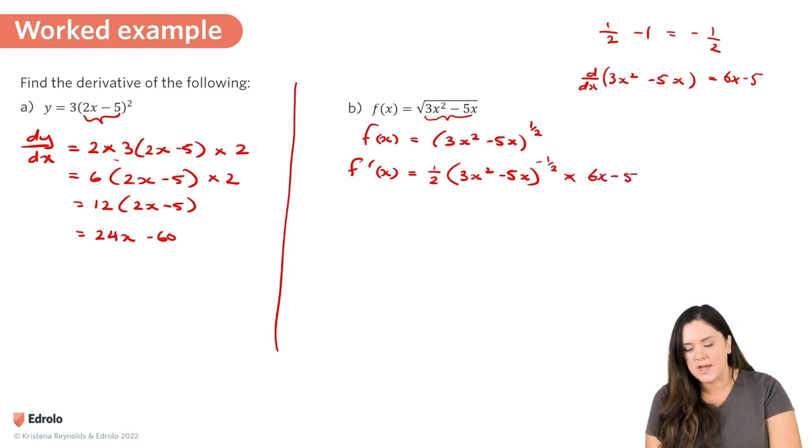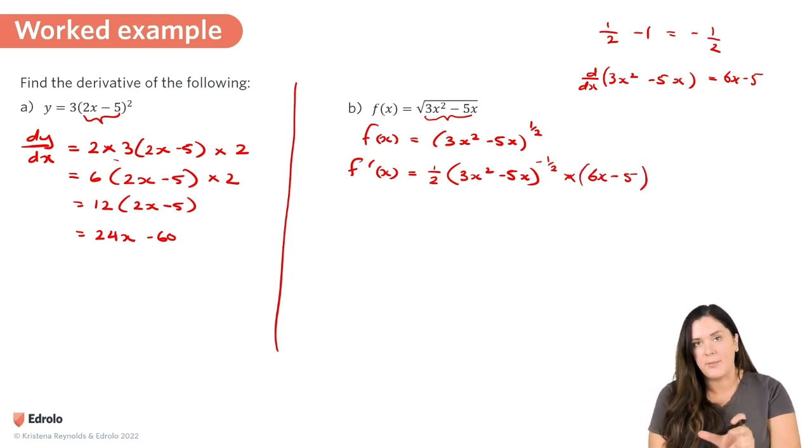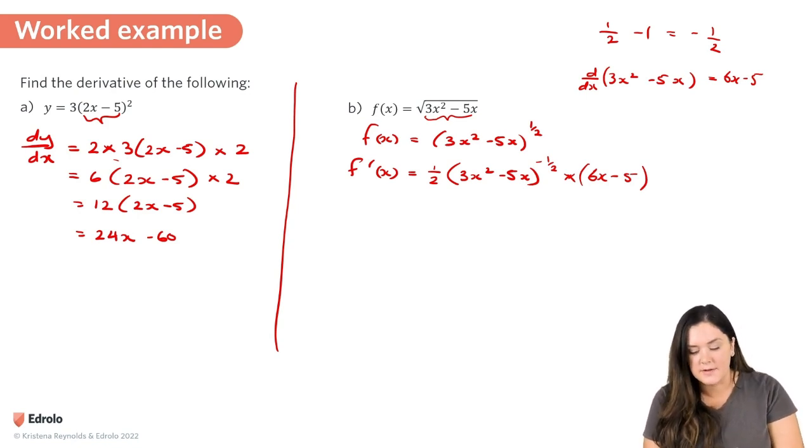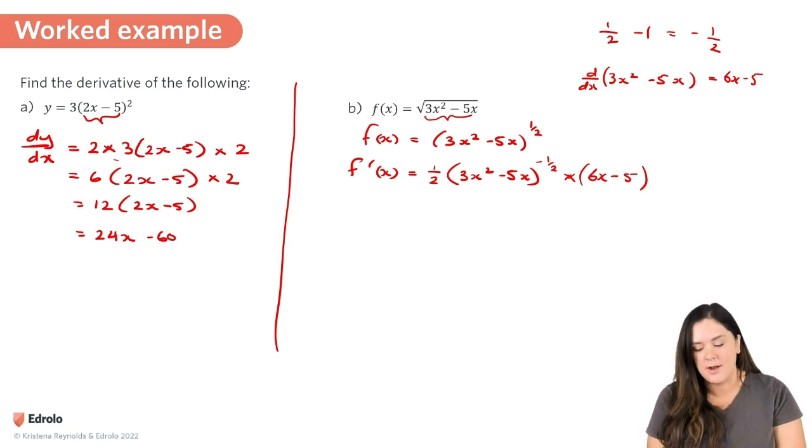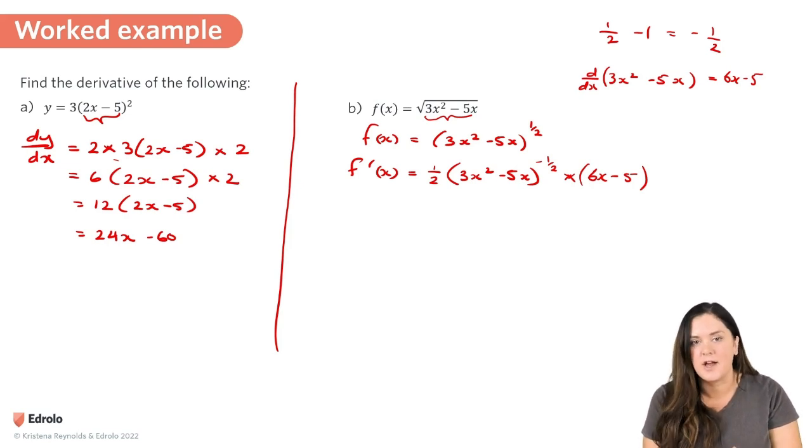Now, please remember to keep brackets around this because we're multiplying by this whole expression, not just 6x and then take away 5 on the end. So that is a mistake I see all the time, okay? So please make sure you're keeping brackets around everything.